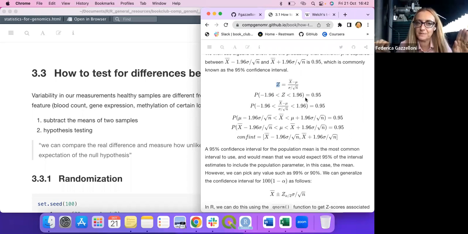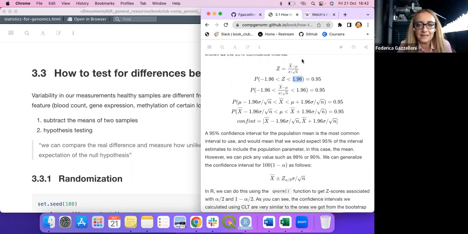So 2.5% probability, and this is minus 1.96, and 97.5%. The probability to find the point is 1%.